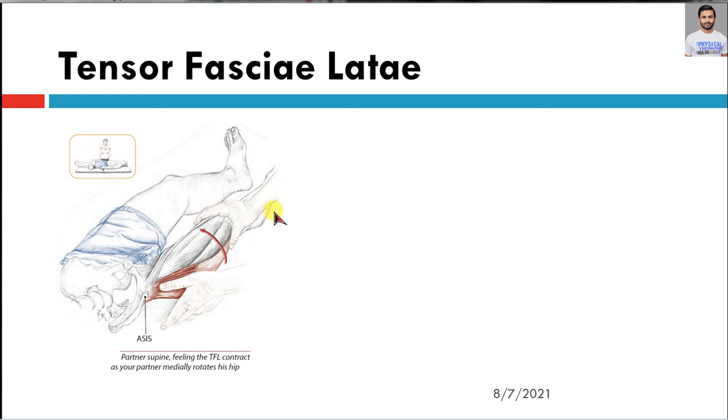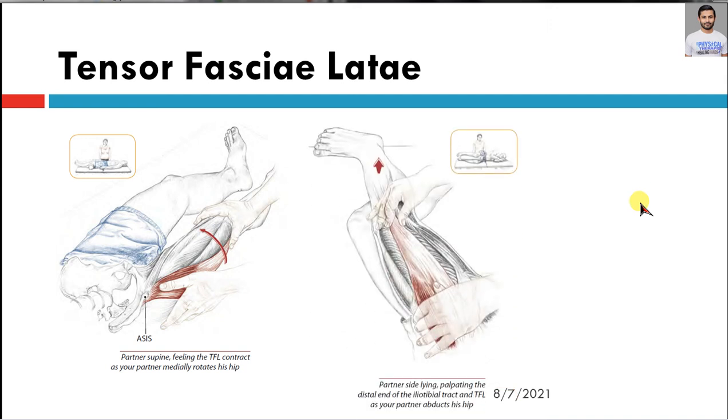There's another technique if you want to palpate the tensor fascia lata: you can also resist the hip in medial rotation. So when the patient or your partner performs medial rotation, you can feel the tensor fascia lata contracting a bit, and you can follow the fascia lata downward, known as the iliotibial band.